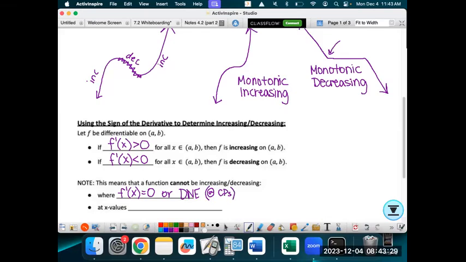And then we also can't be increasing or decreasing at values that aren't in the domain in the first place. If I have some sort of discontinuity, I can't be increasing or decreasing there because it doesn't exist on my graph in the first place. So we would say at x values not in the domain. Or you can say discontinuities, whatever you prefer, same thing.